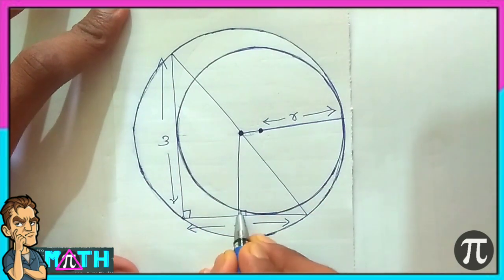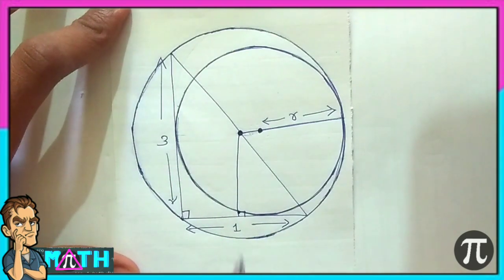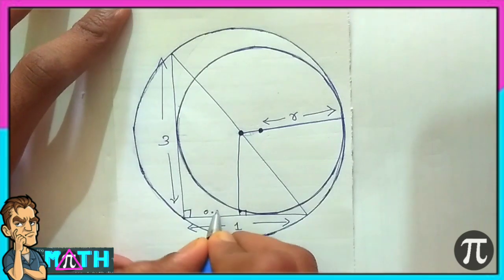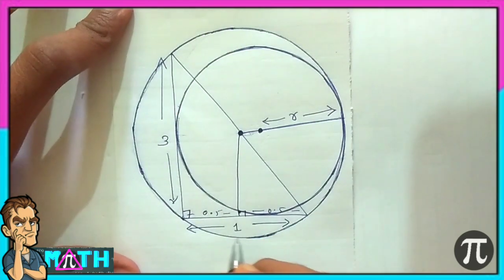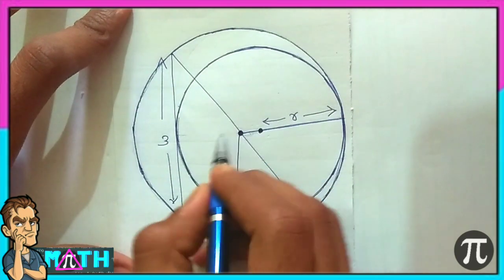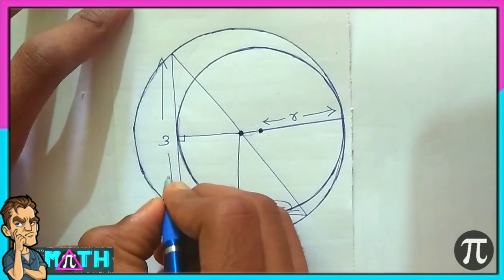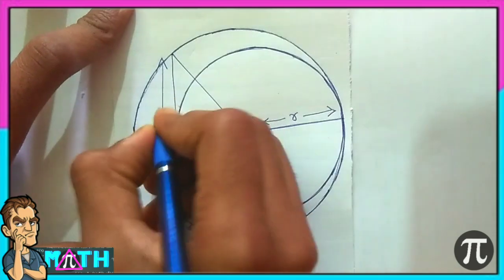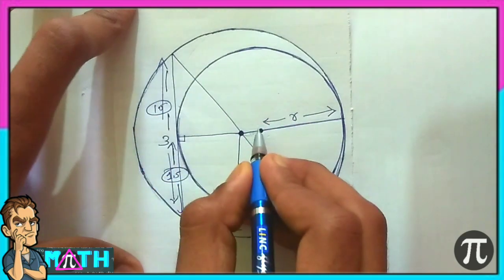And for calculating this, we draw the perpendicular line to the chord. And we know that a perpendicular line to the chord bisects the chord. So this will be 0.5 unit and this will also be 0.5 unit. Similarly, we can draw another perpendicular line from that center to the perpendicular one, and this also bisects the chord and it will also be 1.5 units.